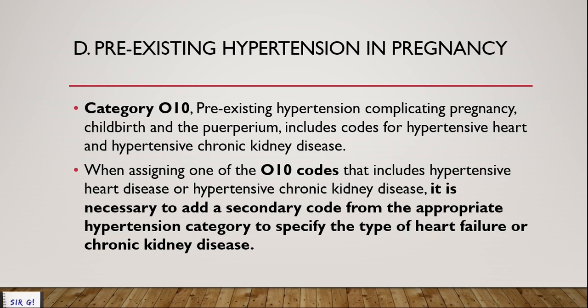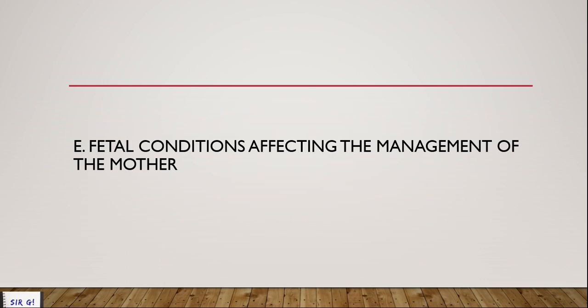When assigning one of the O10 codes that includes hypertensive heart disease or hypertensive chronic kidney disease, it is necessary to add a secondary code for the appropriate hypertension, like your I11, I12, or I13. The guideline for your chapter 9 is still the same. It's just that you need to code your O10 first because we're talking about a pregnant woman. Okay, so I'm not going to elaborate more on this because I already discussed chapter 9. You just need to add O10 because we are talking about the pregnant woman, and that O code should always be the first listed. Correct? Okay, this is the purpose.